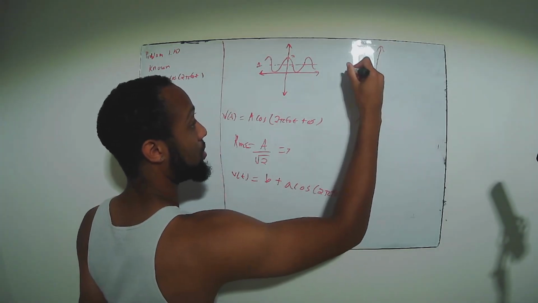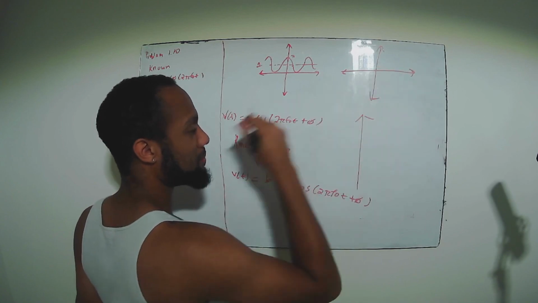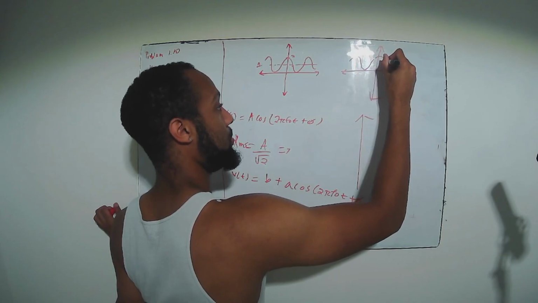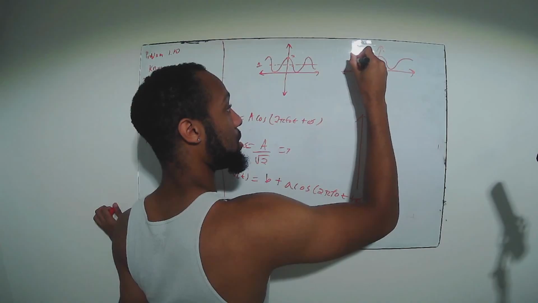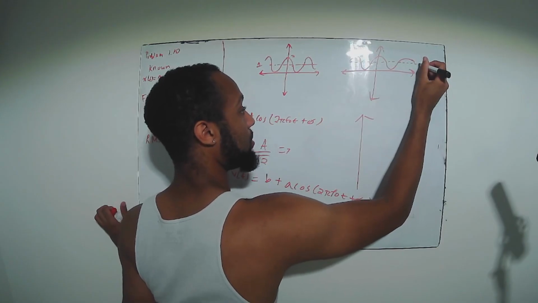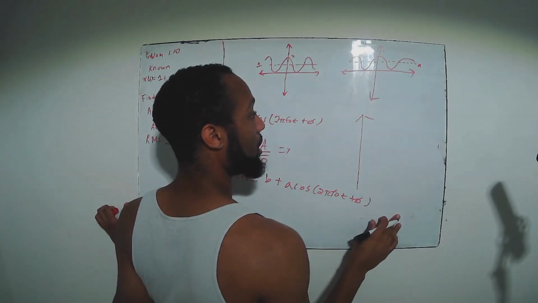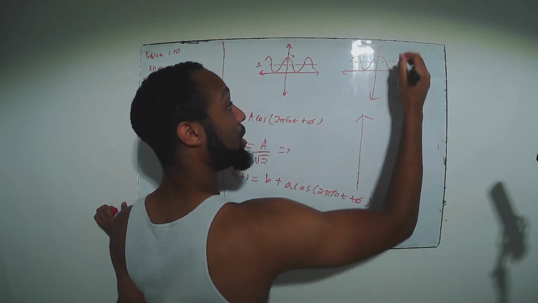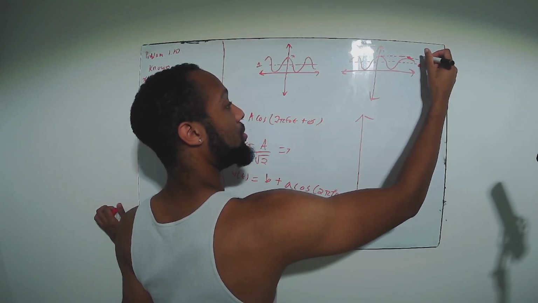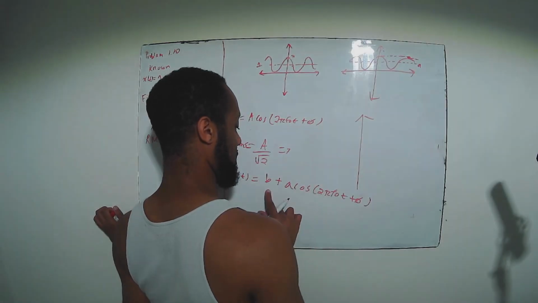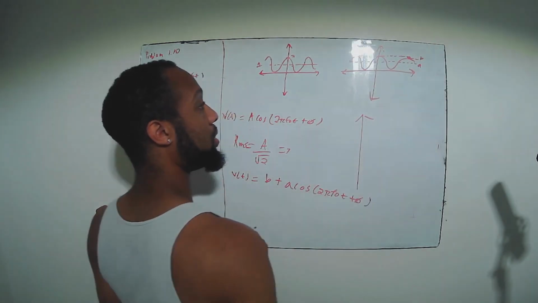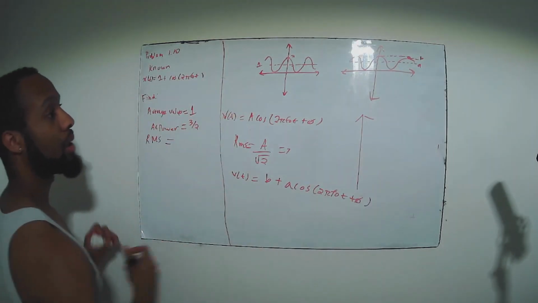So for example, with our function, this would be our example, this would be our A here. And this maximum height here would be, for example, our B here.